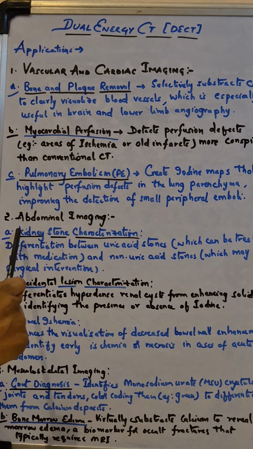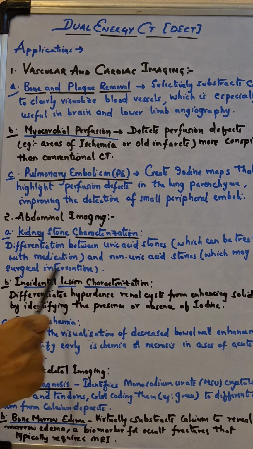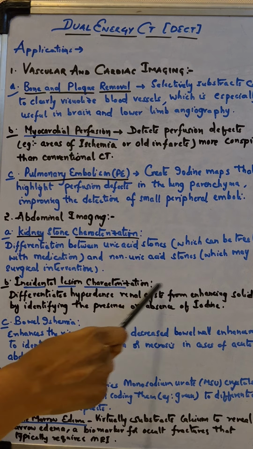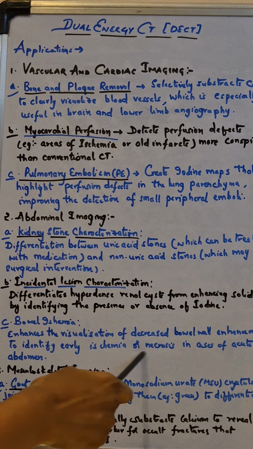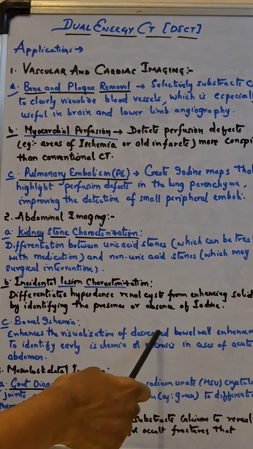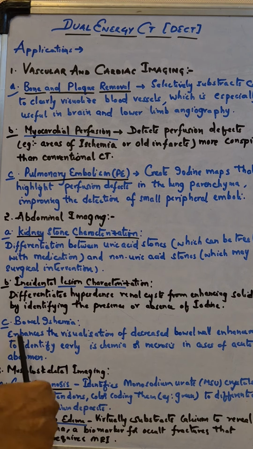So for abdominal imaging, kidney stone characterization, uric acid or non-uric acid, whether it's a cyst or solid tumor, whether bowel wall necrosis, early diagnosis of ischemia or necrosis, decreased bowel wall enhancement, it enhances. We can see it clearly.